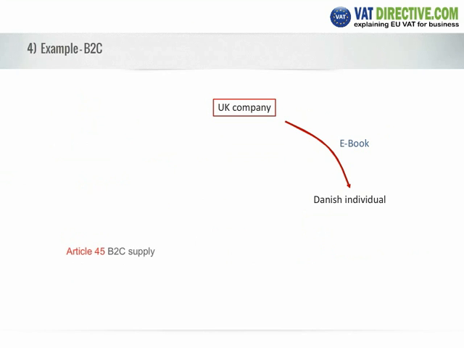So let's look at an example of a B2C. Now here we have a UK company, they've got a website and they're offering e-books on their website, so electronic books. A Danish individual comes to their website and looks to download one of their books. Now that's an Article 45 B2C supply. The place of supply is the UK and UK VAT is due. So the UK company will be charging 20% UK VAT on that e-book.